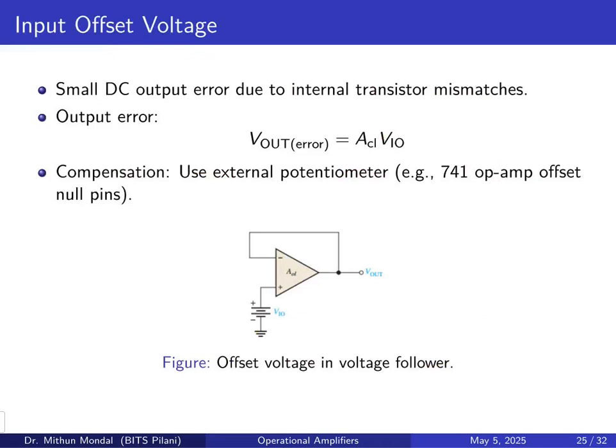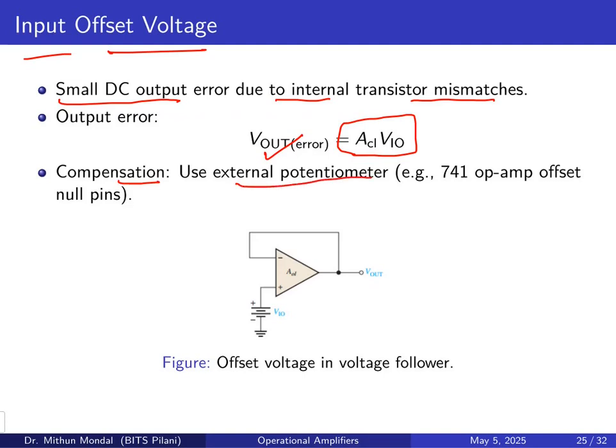Offset voltage input, if we try, then the small DC output error will be there due to the internal transistor mismatch. So if there is a mismatch for the transistor, then also the output error will be there, which is the closed loop gain multiplied with the input offset voltage. So the compensation in this case, we use external potentiometer.